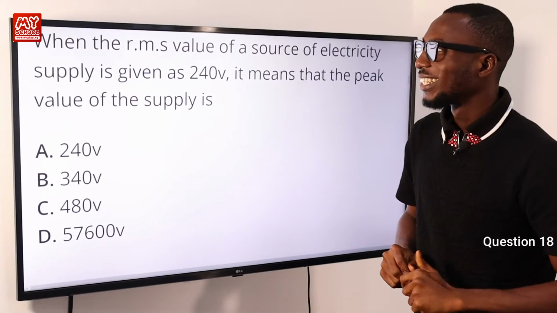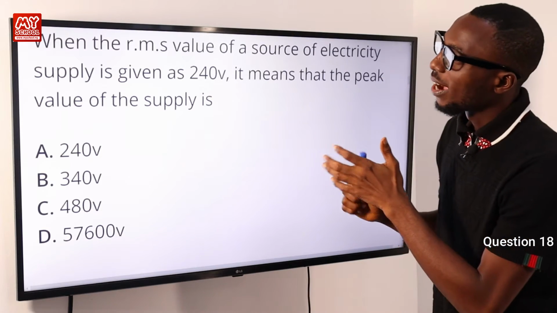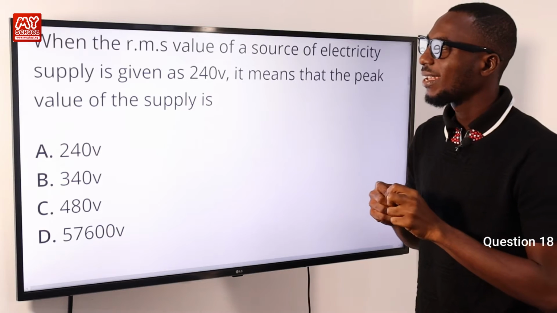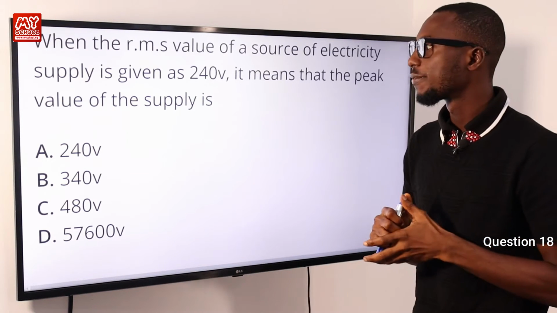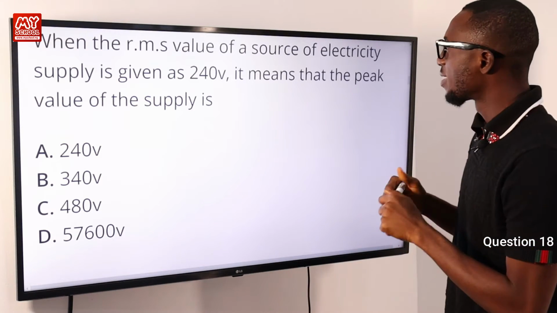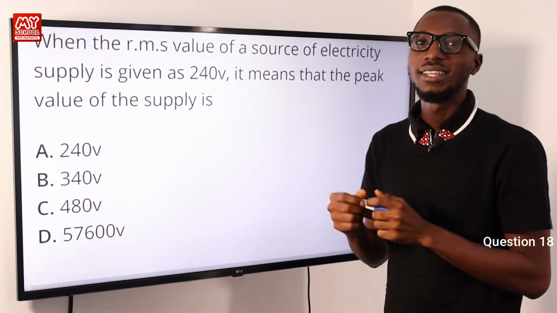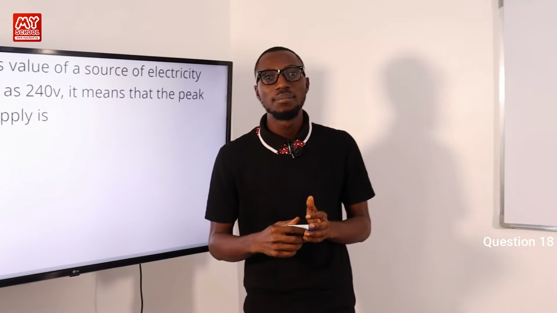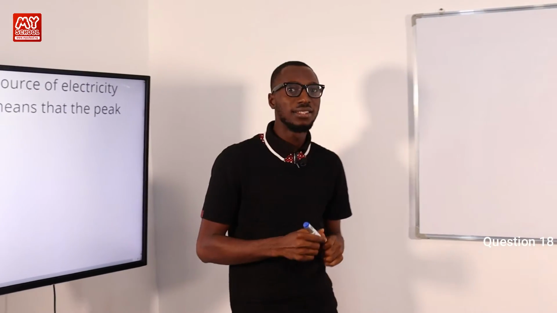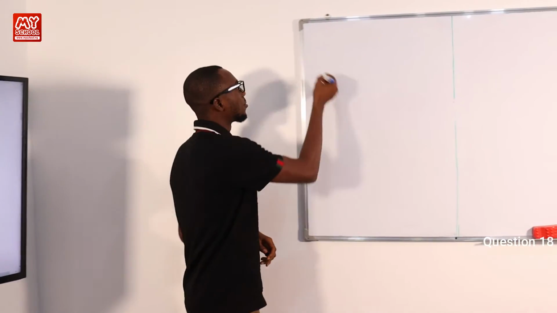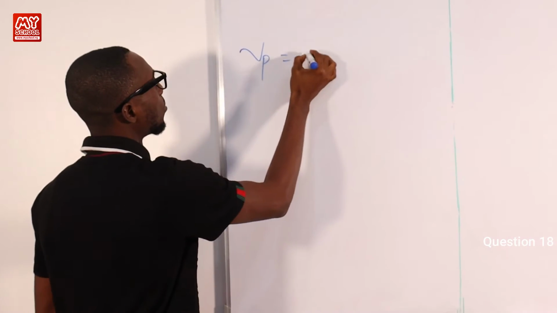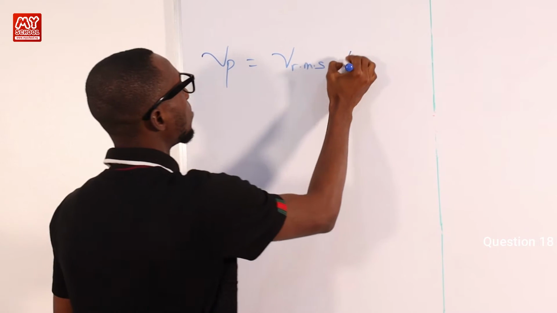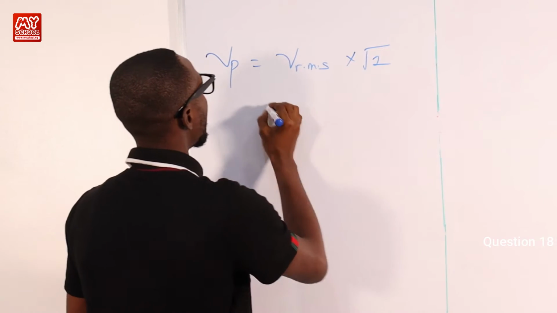Down to question 18. When the RMS value of a source of electricity supply is given as 240 volts, it means that the peak value of the supply is what? So peak value equals √2 times the VRMS. That's very easy to do. This is for the peak value, and this is for the RMS, times √2.